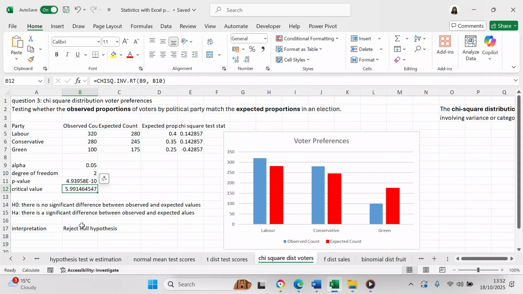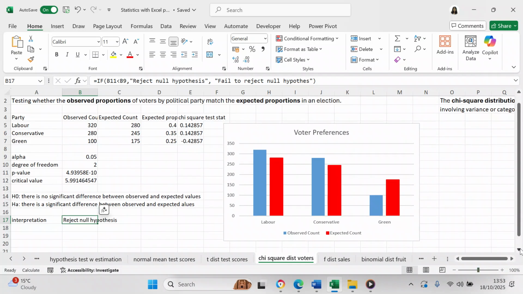And then we're going to reject the null hypothesis, because if B11, that's your p-value, is less than B9, that's your alpha, then you're going to reject the null hypothesis. Otherwise, you're going to fail to reject the null hypothesis. And since the p-value is such a low score, that's telling you that the null hypothesis is going to be rejected.